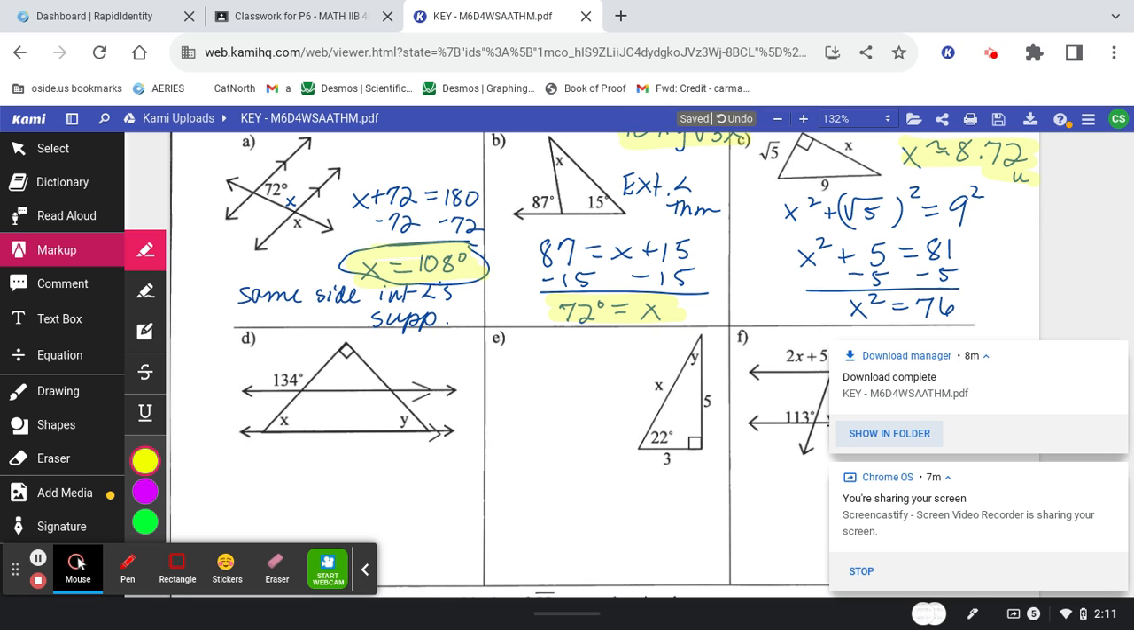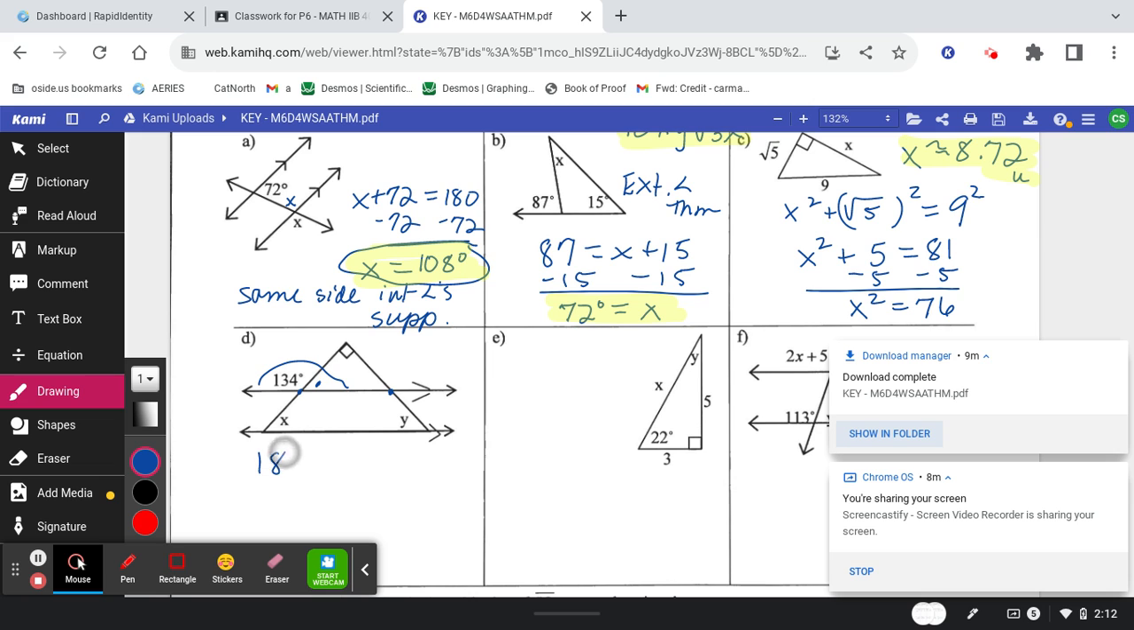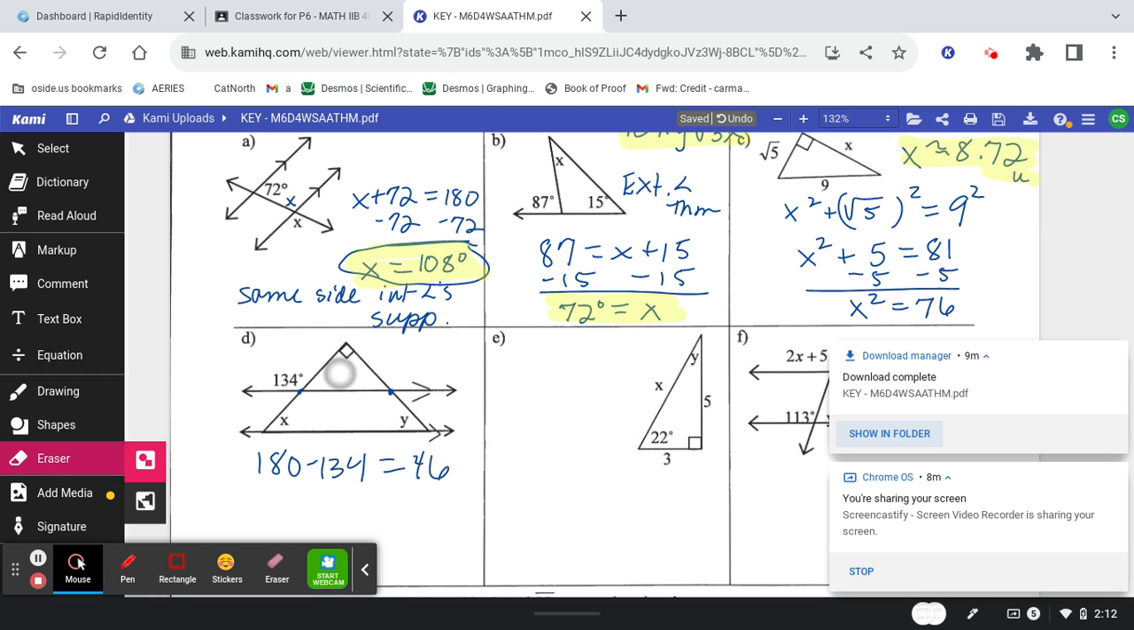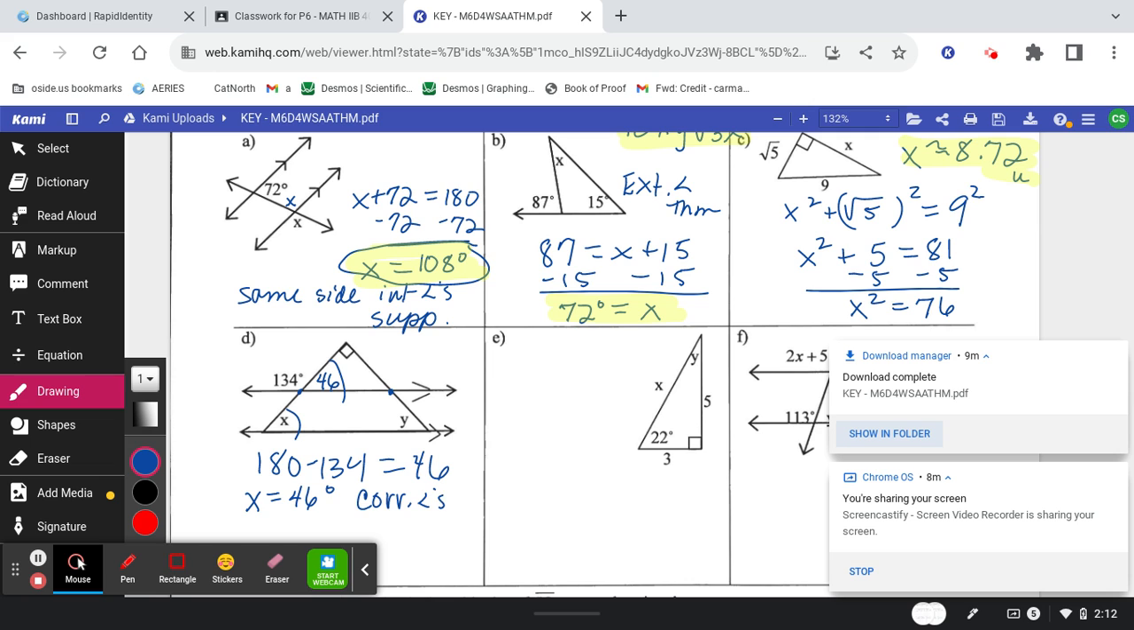Okay, this next one has parallel lines. When we have parallel lines on a picture like that, it's kind of like the homework from a couple nights ago, it means this is a mid-segment. Okay, well, if I've got a 134 over here, then I could do linear pair to get this angle right here. So 180 minus 134 gives me 46. So that means over here is a 46. And that means that x is equal to 46 by corresponding angles are equal. Because when we have parallel lines, we have corresponding angles that are equal.